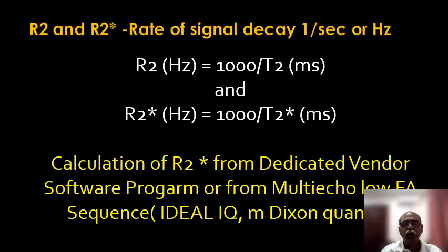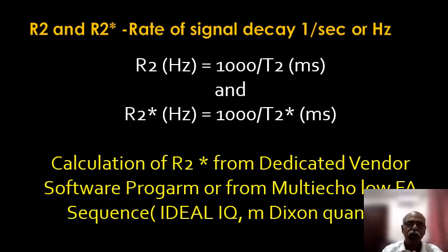For example, if the R2 star is 500, that means a very high R2 star, which means there is a very high iron overload status. T2 star automatically comes down: 1000 by 500 is 2. You can imagine that whenever there is excessive iron overload, the signal drops fast, and that is why T2 star and R2 star are inversely related. So whenever there is a high iron content, automatically the T2 star value will become low.